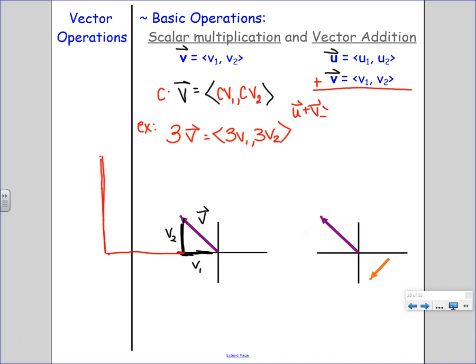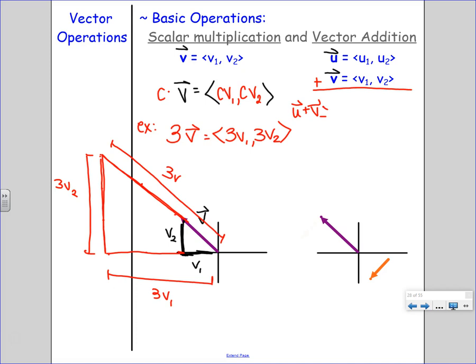So if I make this bottom one 3 times V1, and if I make this vertical one 3 times V2, what's going to happen to the horizontal one? Yeah. It's going to be 3 times as long. Does that make sense, guys? Yeah. It's kind of like similar triangles. We're just multiplying the whole triangle by 3.